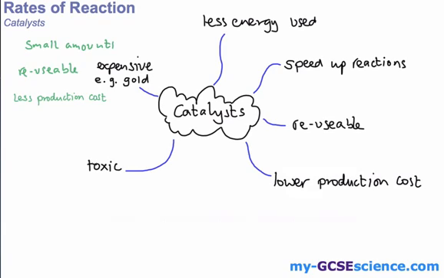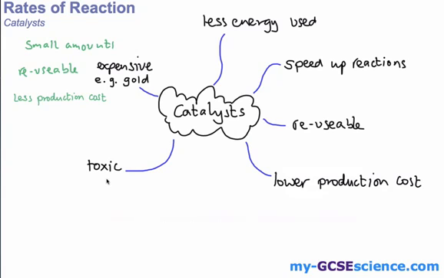Now, the last thing I just wanted to go through quickly was just a summary of this idea of catalysts, their advantages and possibly disadvantages. We've got the fact that we use less energy, so lower temperatures can be used, and sometimes lower pressures can be used to carry out chemical reactions. They can speed up reactions, as we know. They are reusable, and they can lower the production costs of making useful products.